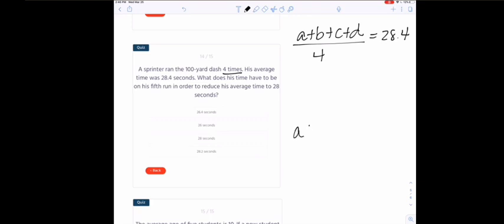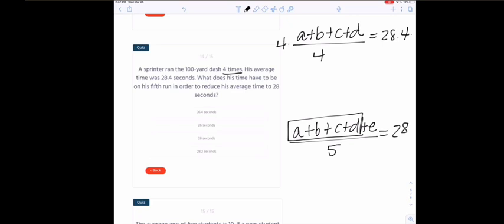Now we're looking at a second scenario. A plus B plus C plus D plus a 5th run, E, divided by 5, and this one has to be 28 seconds. So what we want to do is get rid of so many unknowns, and we're going to find out what A plus B plus C plus D is equal to. So we have it up here. We're going to multiply by 4 to cancel out the fraction, okay? And we end up with A plus B plus C plus D is equal to 28.4 times 4.